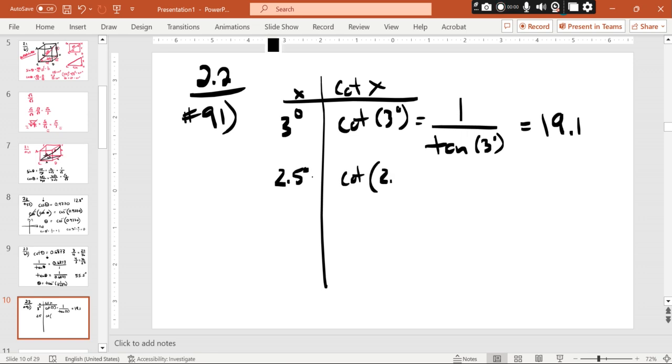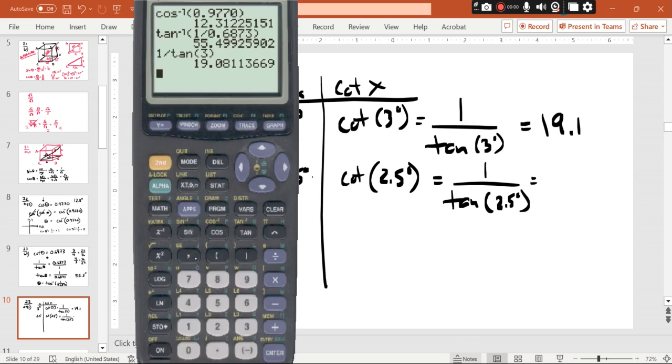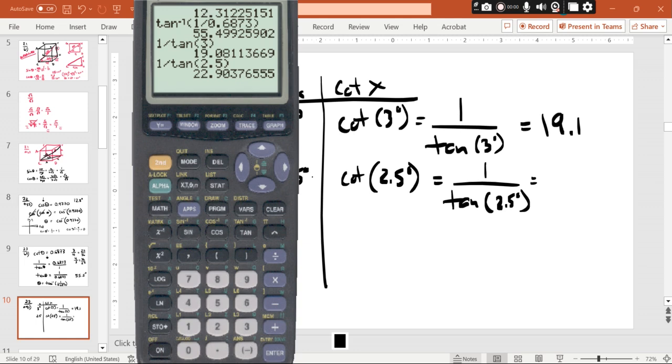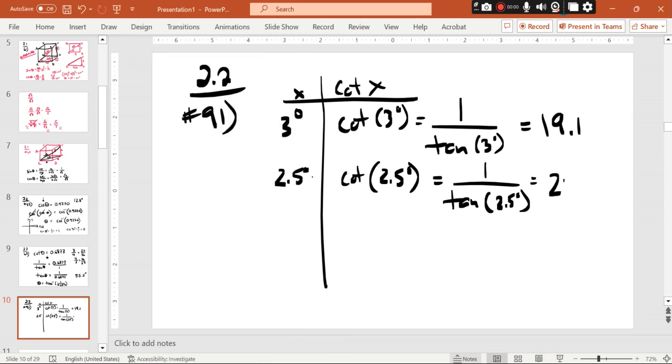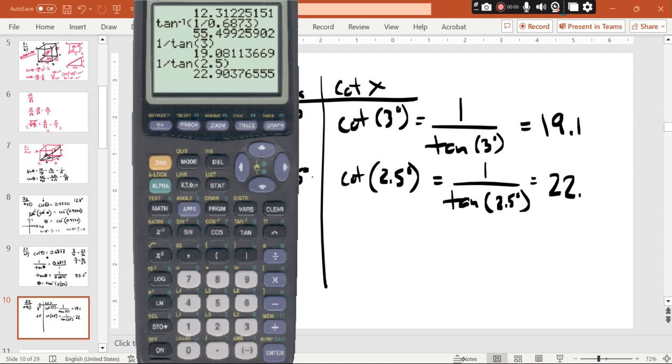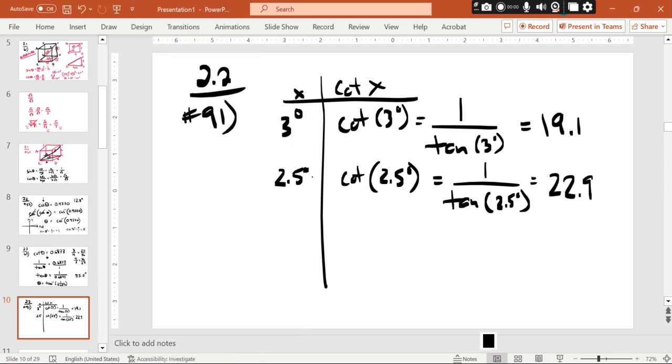Let me just do one more just for completion's sake here. So I got cotangent of 2.5 degrees. That's going to be the reciprocal of tangent of 2.5. And we keep on doing it. I'm not sure why they want to do this so many times. Divided by tangent 2.5. Okay, are you guys okay now with that? I guess they want you to just sort of see this here. These numbers are just getting bigger. I'm at 22.9, we good?